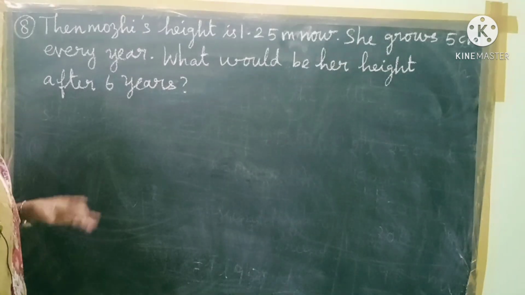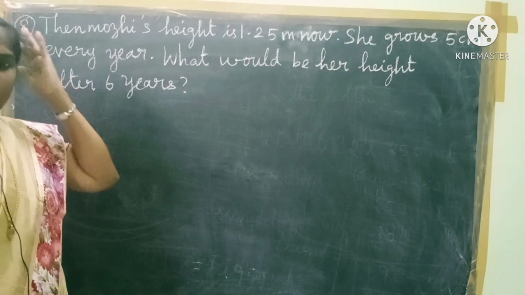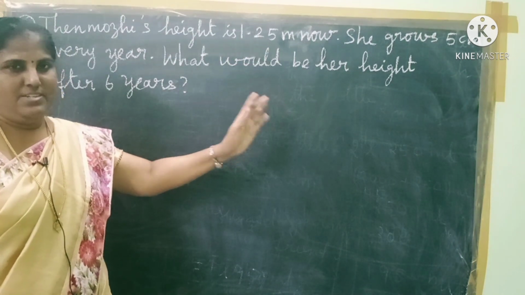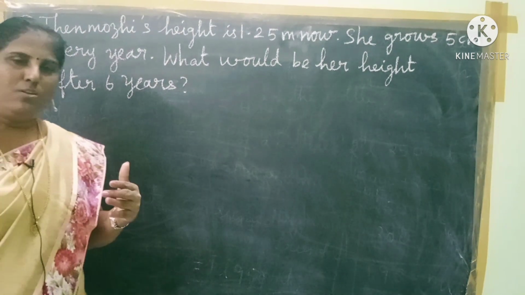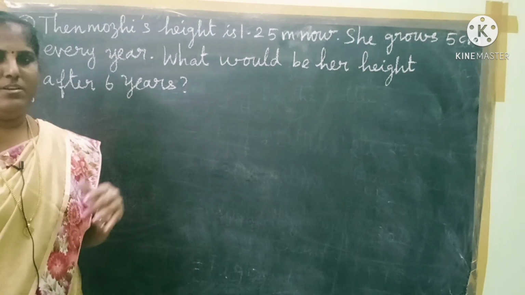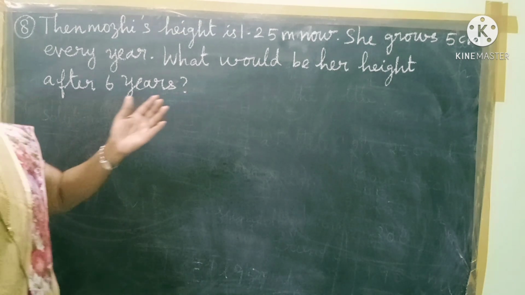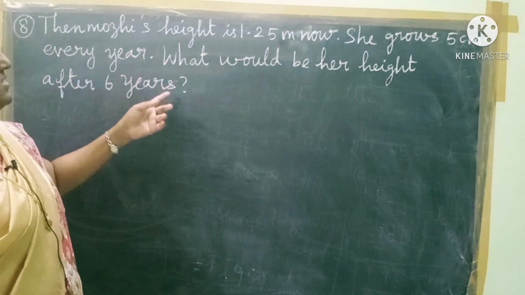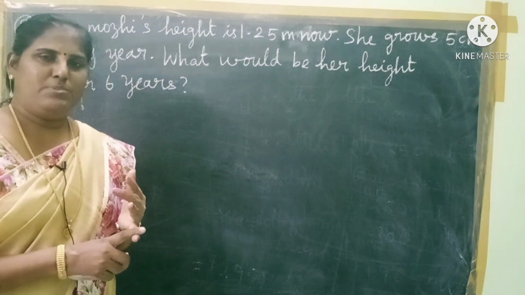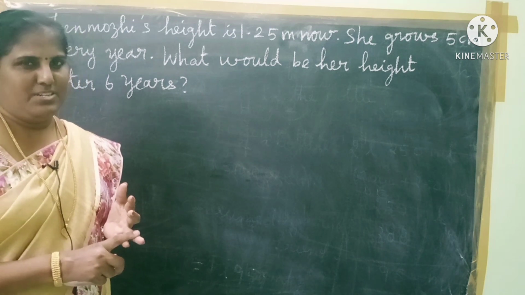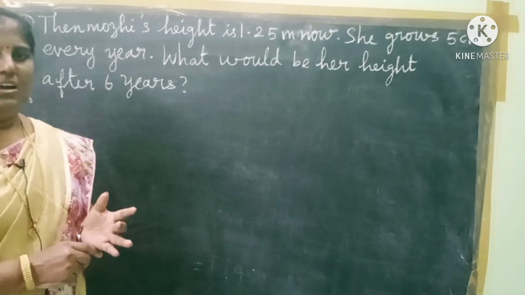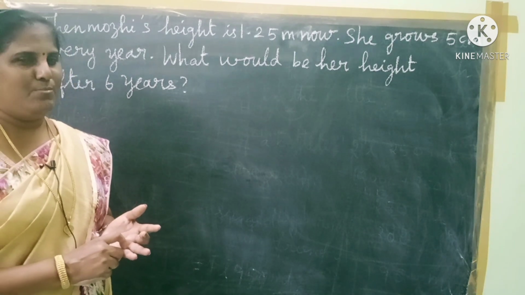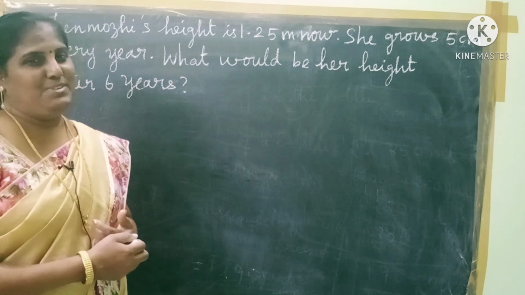Okay, children. So Tenmozhi's present height is 1.25 meter. Every year you are also growing, isn't it? Still you are growing. So every year how much does she grow? 5 centimeter for every year. So after 6 years means first year 5 centimeter, second year 5 plus 5, 10 centimeter. What is the short form of addition? You just multiply the numbers. 5 into 6, 5 sixes are 30 centimeter.